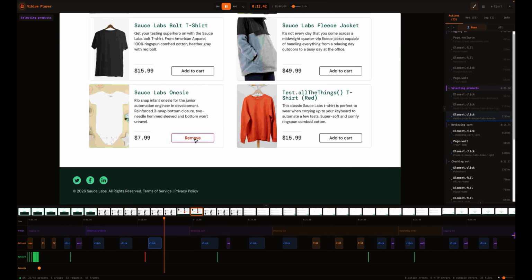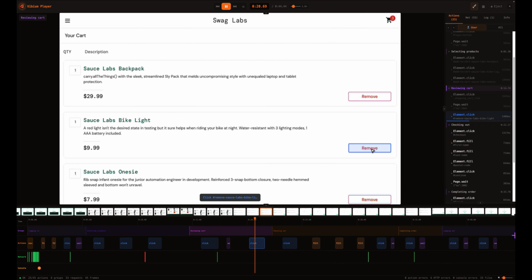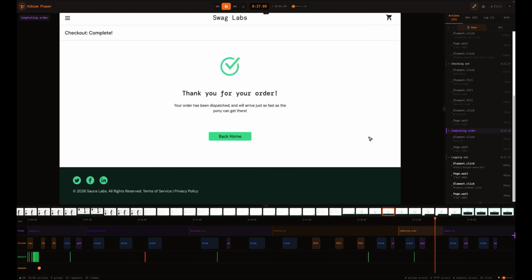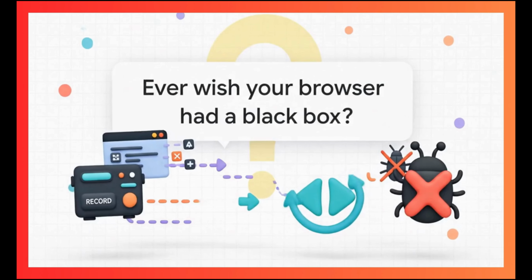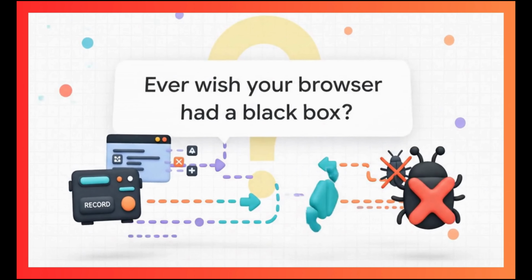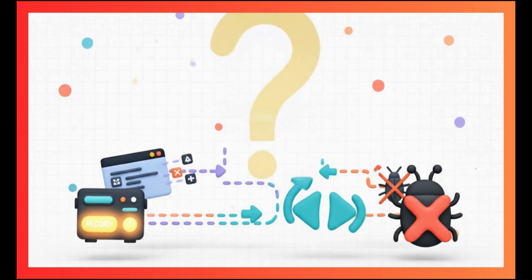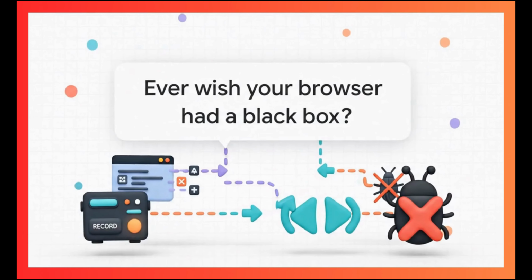I mean, seriously, think about it. You're trying to track down some super annoying bug, right? It only happens like 1 in 100 times, and you can never, ever make it happen when you're actually watching. Don't you just wish you could hit rewind and see exactly what was happening right before everything crashed and burned? Well, wish no more. This is basically it.